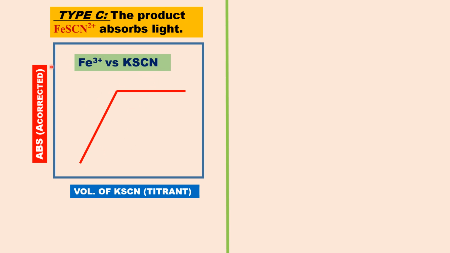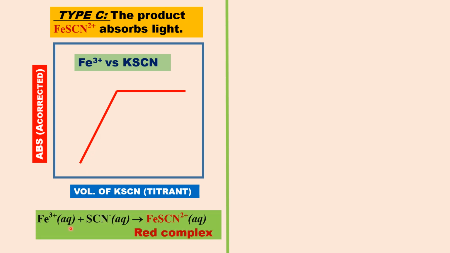Ferric does not absorb light, and potassium thiocyanate also does not absorb light, whereas the product formed on titration, a red color complex, does. As a result, the absorbance increases, and after the end point there is no increase in absorbance because the titrant does not absorb light.